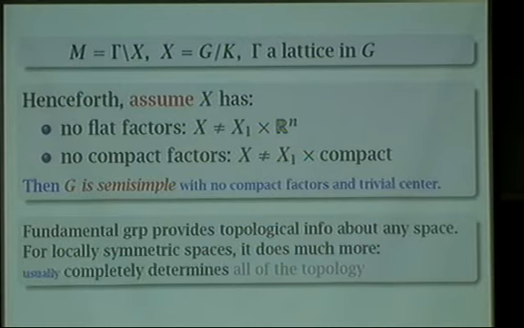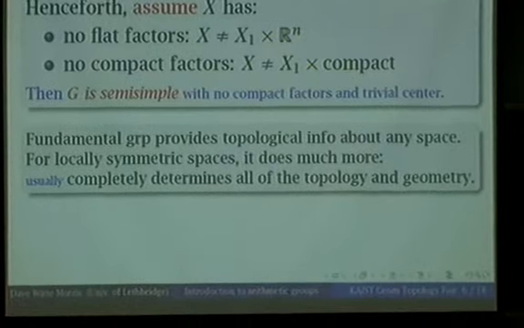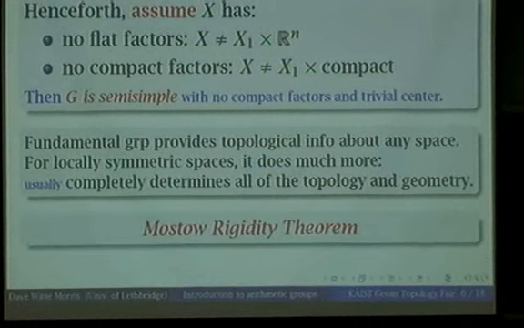It completely determines all of the topology of X. Just knowing the fundamental group of X will tell us all of the topology of X. It tells us exactly what X is up to homeomorphism. And more than that, not just up to homeomorphism, but up to isometry. It tells us all the topology and all the geometry of the space. And there are some exceptions, which I'll explain in just a minute. But in almost all cases, just knowing the fundamental group of M tells us exactly what M is. And that's a very famous theorem. That's the Mostow rigidity theorem.